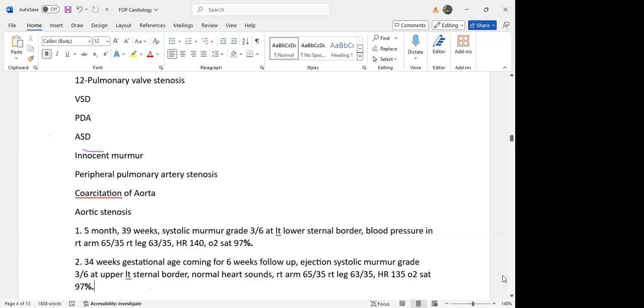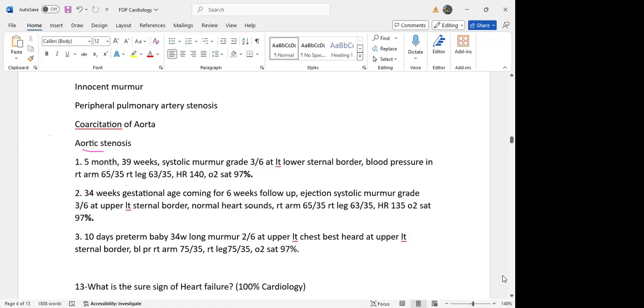Ejection systolic murmur. So you heard an ejection systolic murmur on the upper left sternal border. The murmur grade is 3/6. Normal heart sounds. Right and left leg are okay, and saturation is 97%. So most likely the murmur here is PS because the grade is 3/6. If you have a grade 3, that means it is associated with a thrill. So this is a loud murmur.